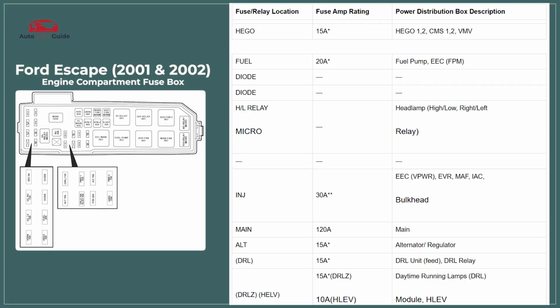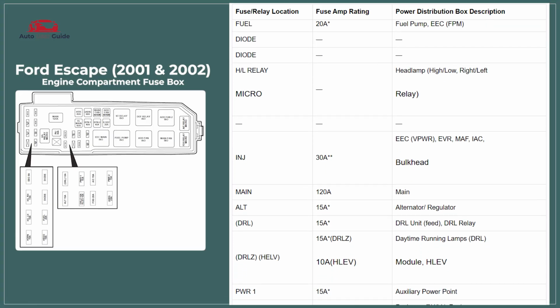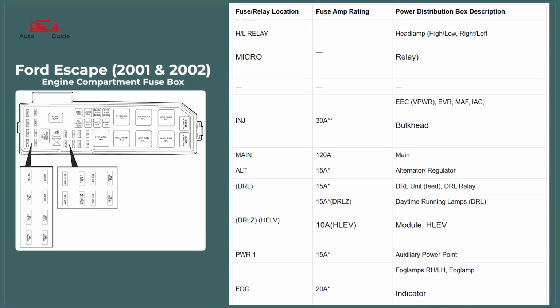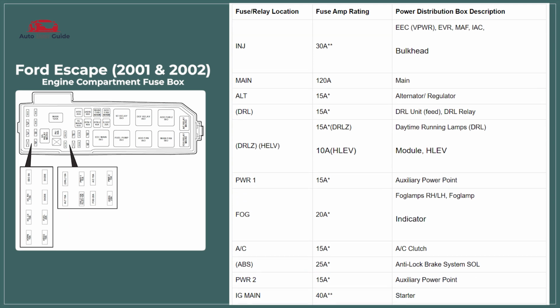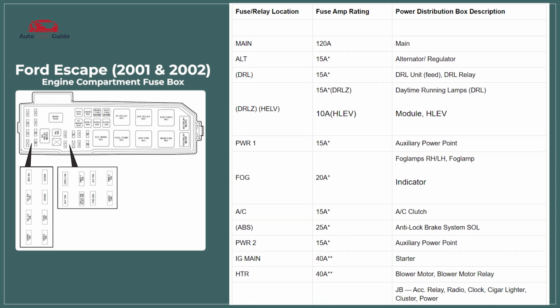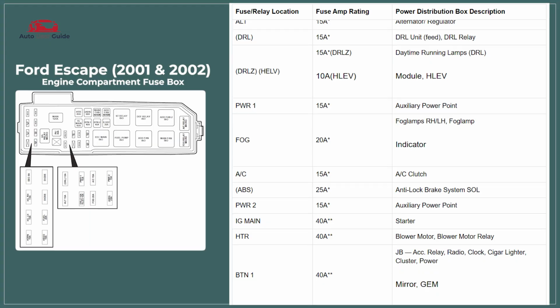It houses high-amperage fuses and relays for critical components. This setup helps prevent damage from electrical overloads or short circuits. Each fuse is designated for specific engine-related functions.